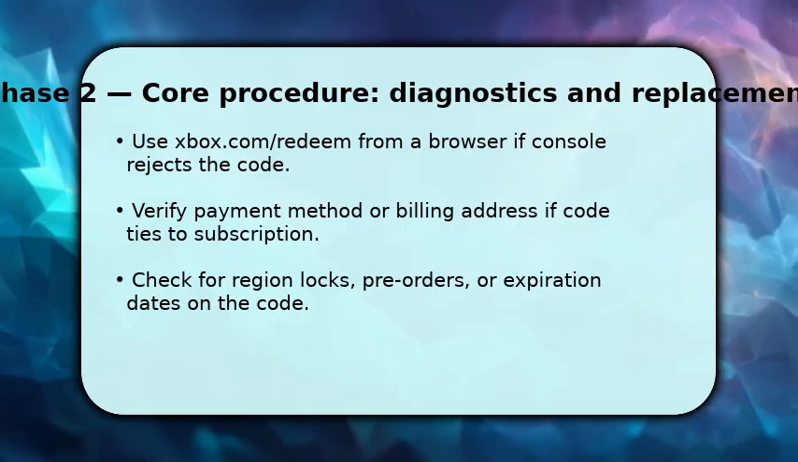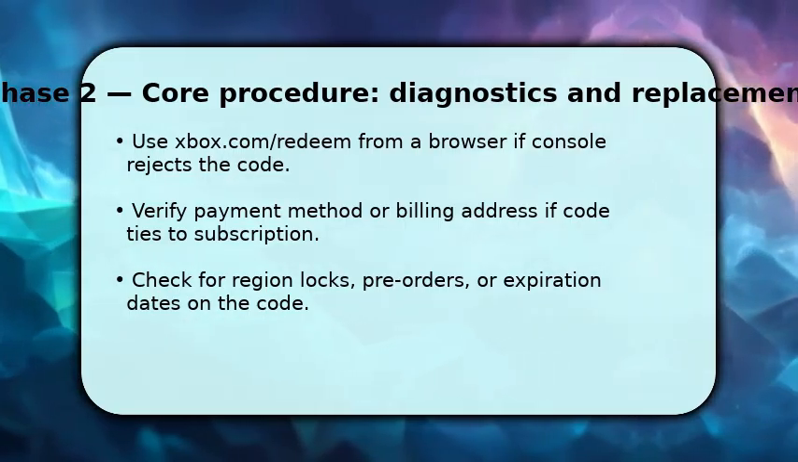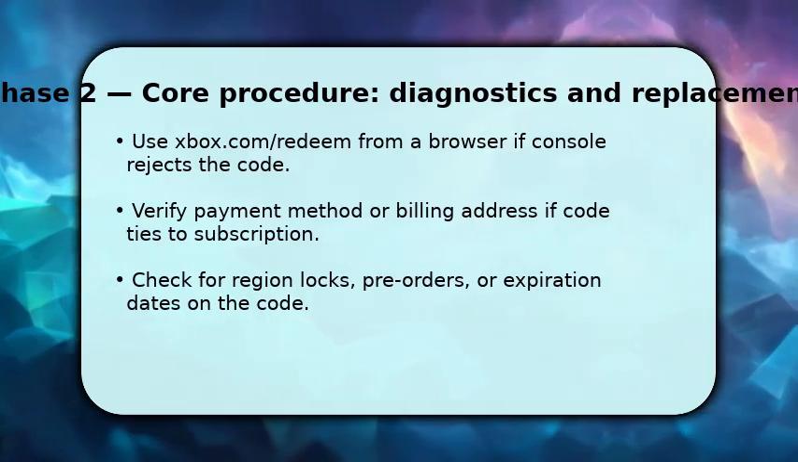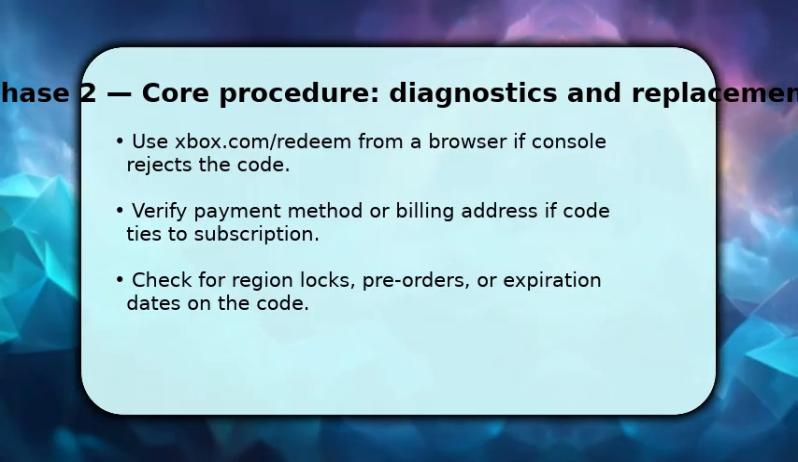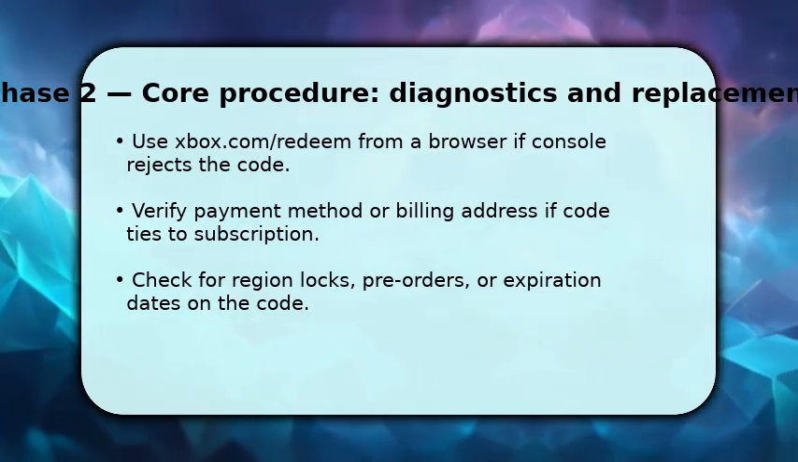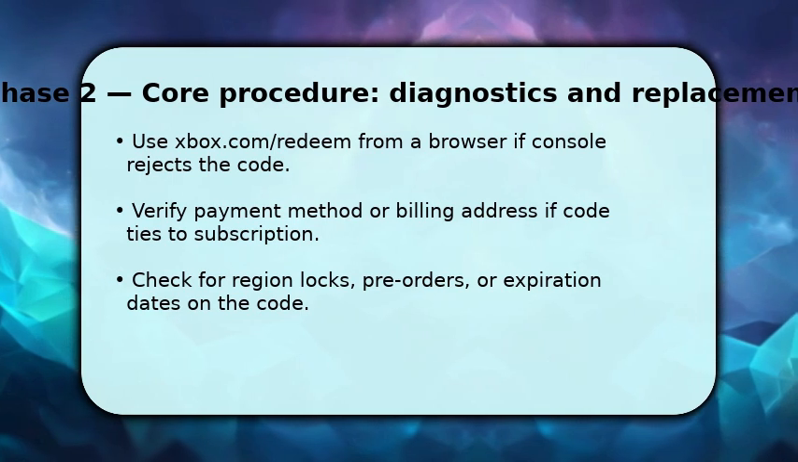Also check billing details. Some codes require a valid payment method for taxes or subscriptions, so update the billing address to match the account region. Additionally, confirm the code isn't for a pre-order, expired, or region locked. These specifics often explain seemingly random failures.